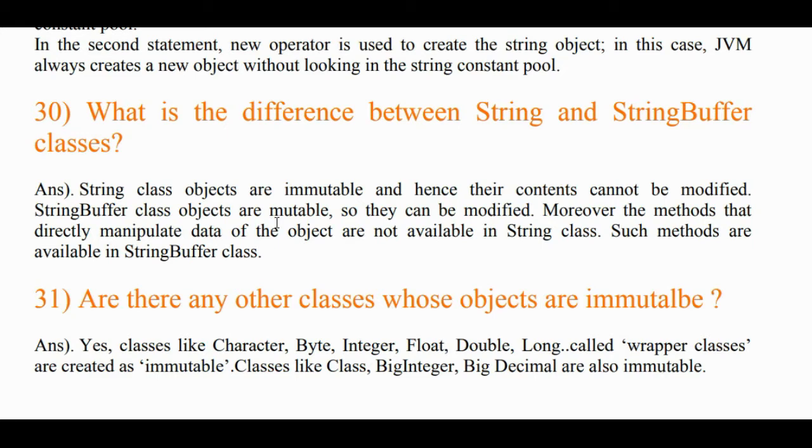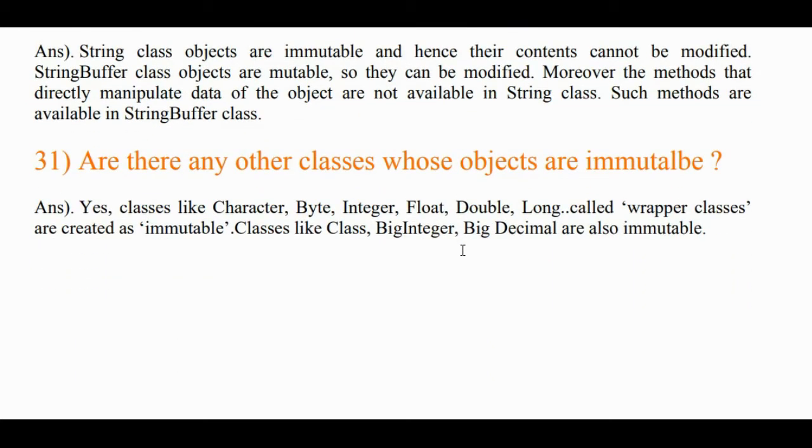Are there any other classes whose objects are immutable? Yes, classes like Character, Byte, Integer, Float, Double, Long, called wrapper classes, are created as immutable. Classes like Class, BigInteger, BigDecimal are also immutable.